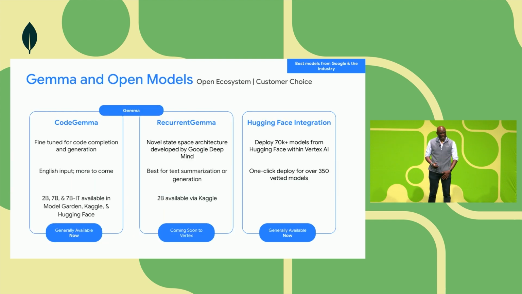Then some stuff on Gemma, which is an open model. It's not open source, it's open model. And you can do things like, we have 3 different versions. We have CodeGemma that we can use for code use cases. Then we have RecurrentGemma, and then you have the Hugging Face integration. So you can actually get these models on Hugging Face as well, if that's what you're familiar with from a Git or a repo point of view.